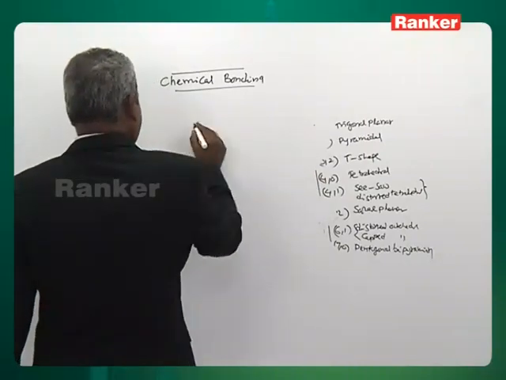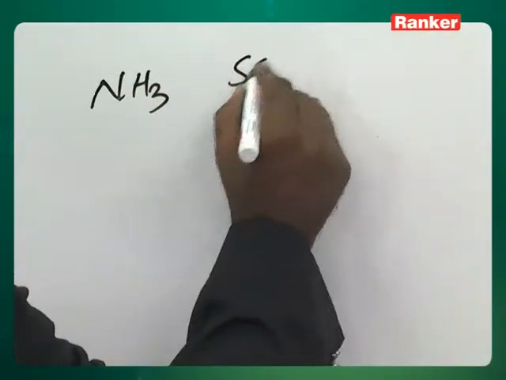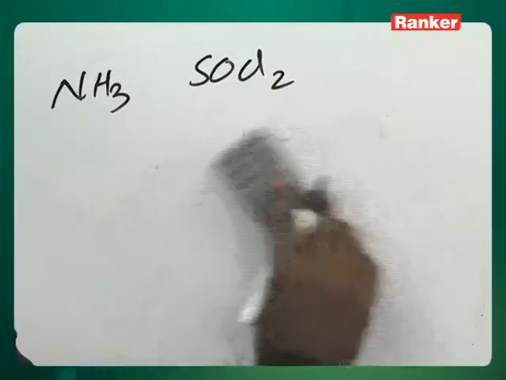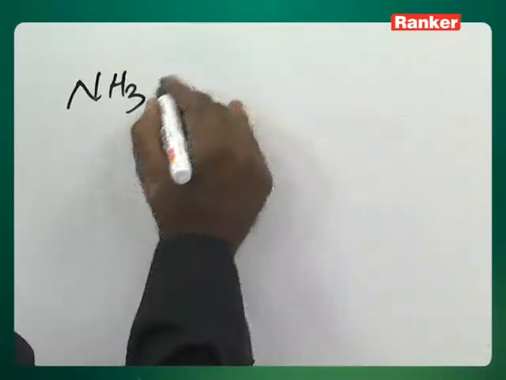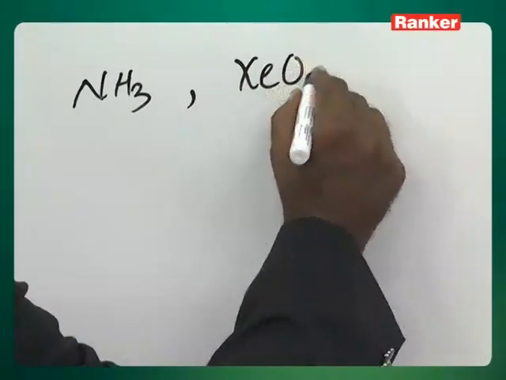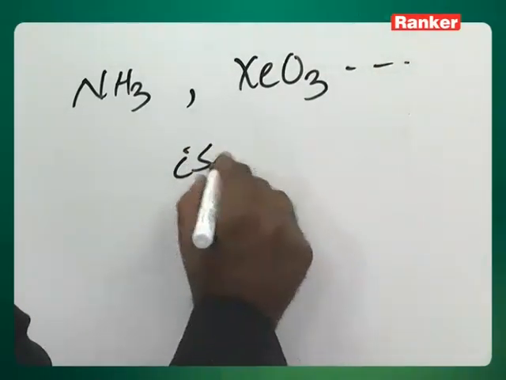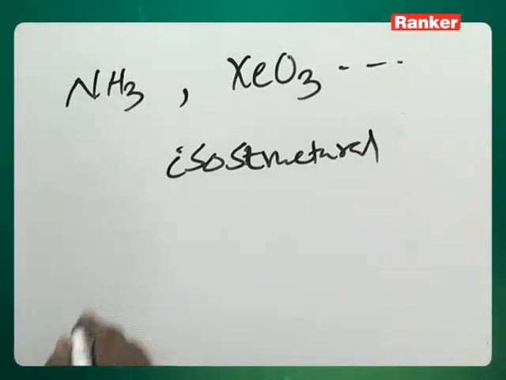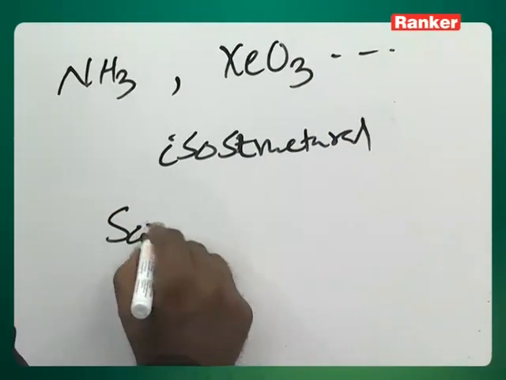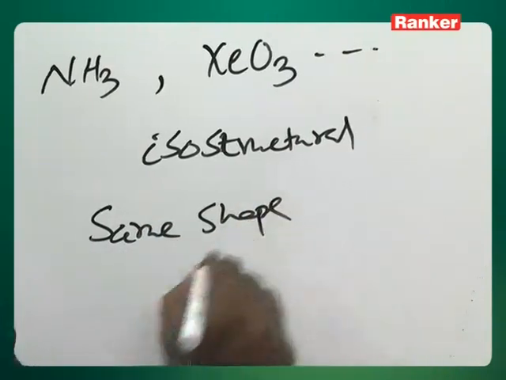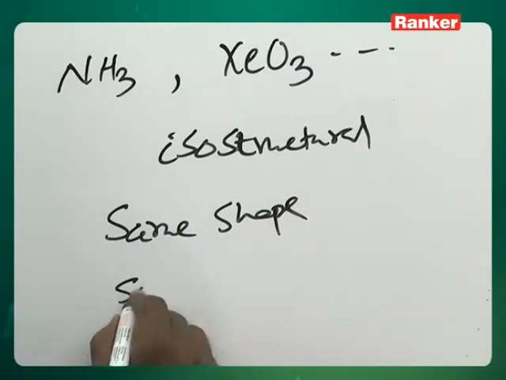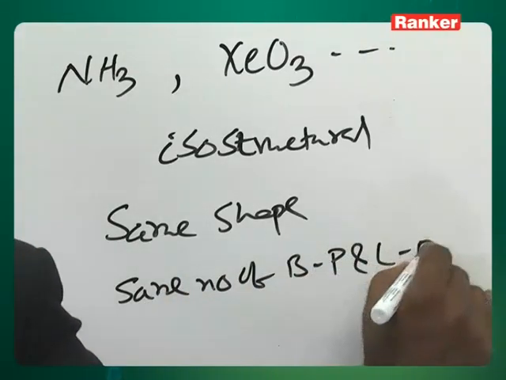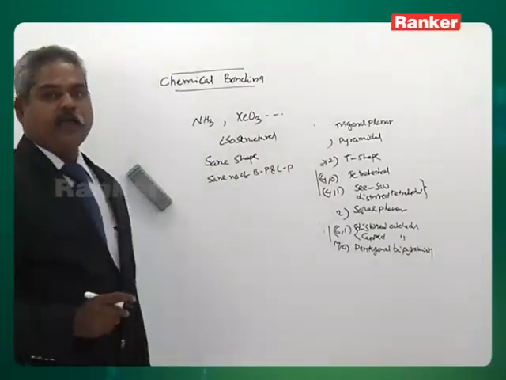Like ammonia. So ammonia, SOCl2 or SOF2 for that matter, XeO3, all these are isostructural. What do you mean by isostructural? Same shape, that is, same number of bond pairs and lone pairs.